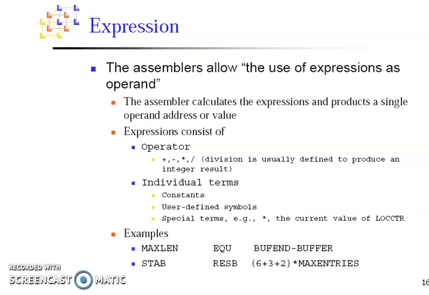Then related to expressions, we said that they will have some operators, and also some terms in the form of constants or user-defined symbols, or any special terms like star. If the star is placed in the operand field, then it indicates the current value of the location counter, which means the term will be using the current value of the location counter.